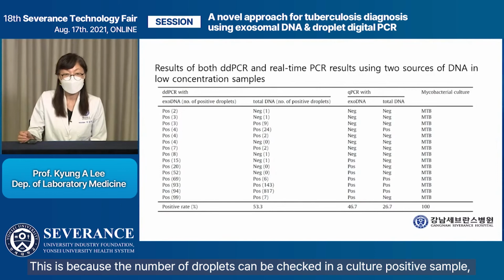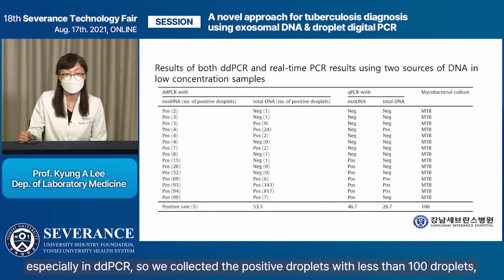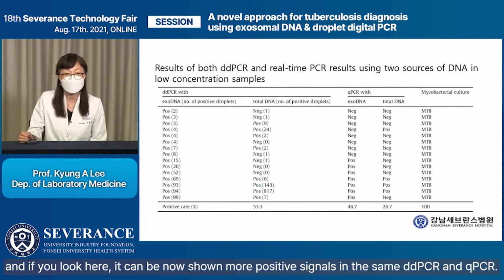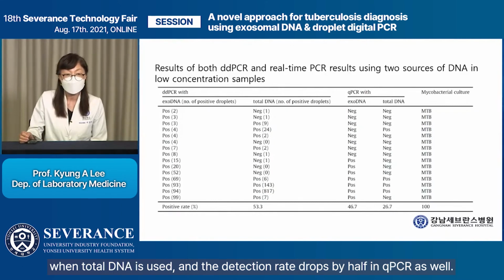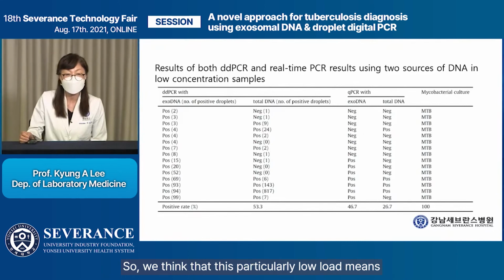This is because the number of droplets can be checked in a culture-positive sample, especially in ddPCR, so we collected the samples with fewer than 100 positive droplets. And if you look here, more positive signals can be shown in the same ddPCR and qPCR. Even if the same ddPCR is applied, the positive rate drops to 53% when total DNA is used, and the detection rate drops by half in qPCR as well. So, we think that this particularly low load means that nucleic acid is more stable in exosomes than it is in cell-free plasma.